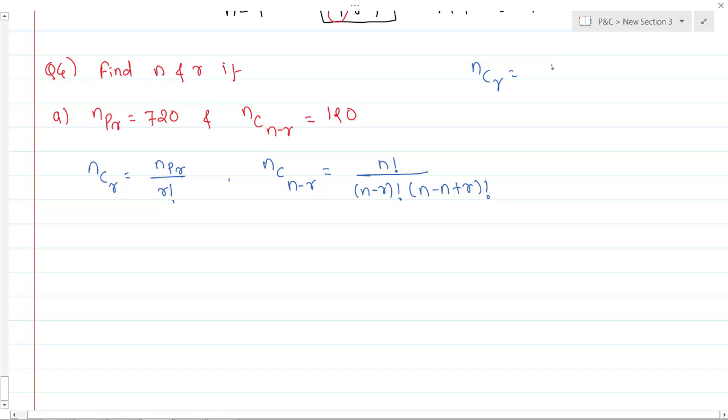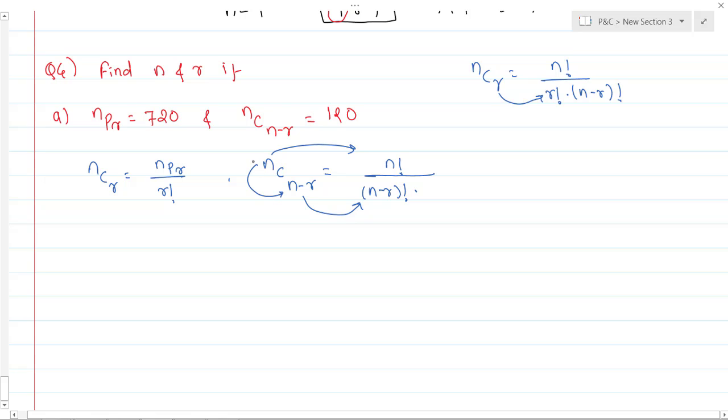nCr definition is n factorial divided by, write down this r as it is with factorial, into the difference of these two, which is n minus r factorial. See here, if we have this numerator and denominator, that is nCr, n factorial as it is divided by this part as it is with factorial, n minus r factorial, into the difference between these two. What is the difference? n minus (n minus r), so minus n plus r. Did you understand?